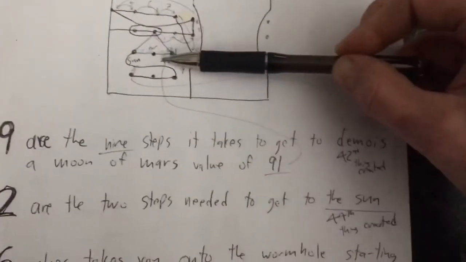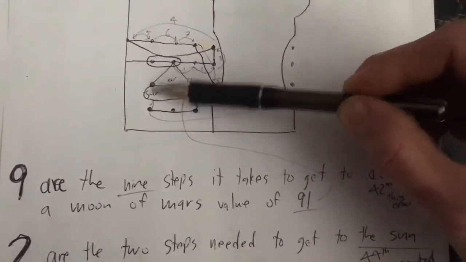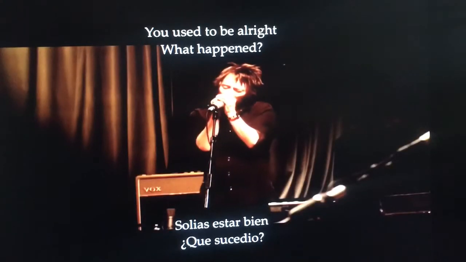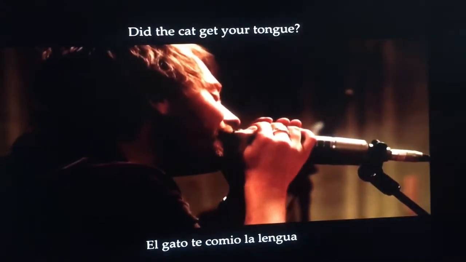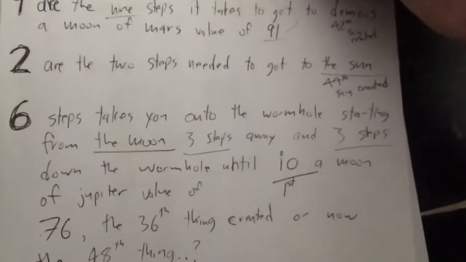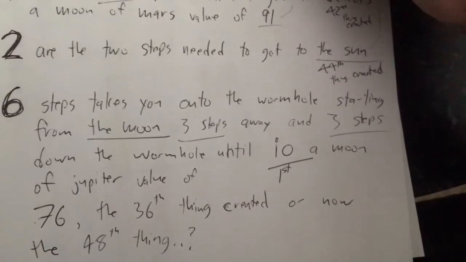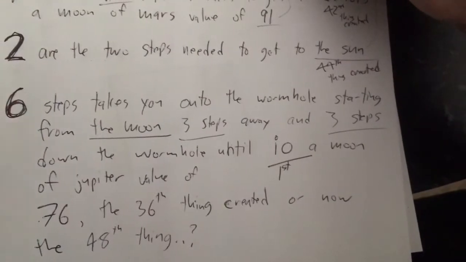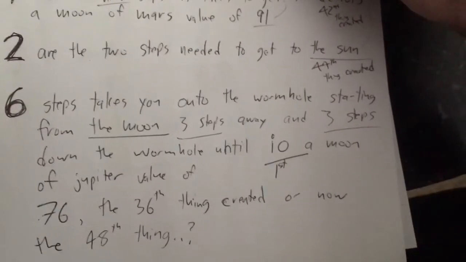And the 2 are the 2 steps it needs to get to the Sun, the 44th thing created. So either you can go this way, or you can go this way, I don't really care, but you end up here at the Sun, value of 6. Used to be alright. What happened? Did the cat get your tongue? And then 6 steps takes you onto the wormhole, starting from the moon, 3 steps away, and 3 steps down the wormhole until Io, the first moon of Jupiter, the value of 76, the 36th thing created, or now the 48th thing created, because the moon is the last thing created.